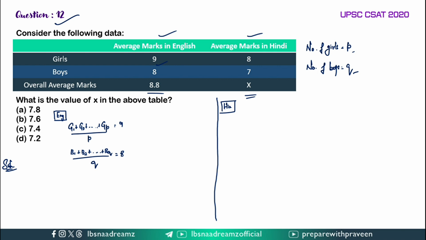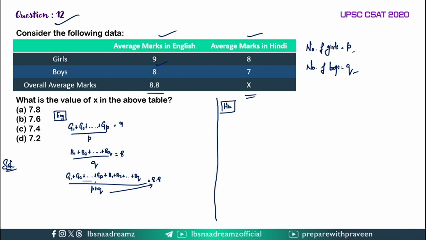To find the total score, we have to add this and this, that is G1 plus G2 plus so on to GP plus B1 plus B2 plus so on to BQ divided by P plus Q is equal to 8.8. So this is the average mark, right? To find the total score, we have to just cross multiply this and this.